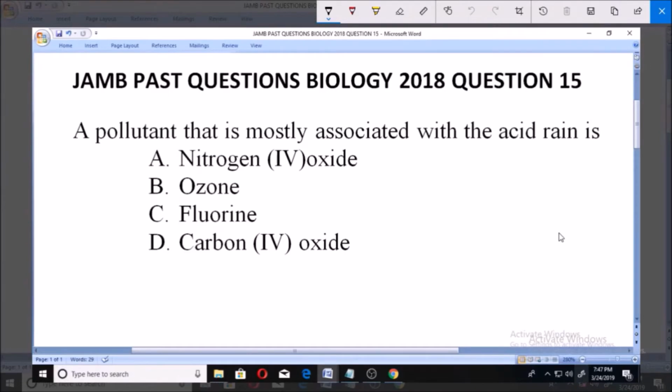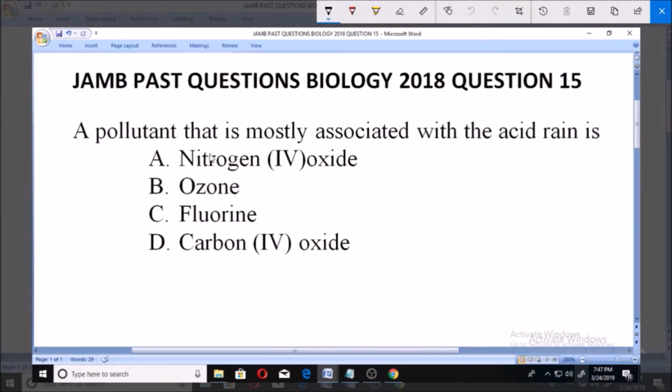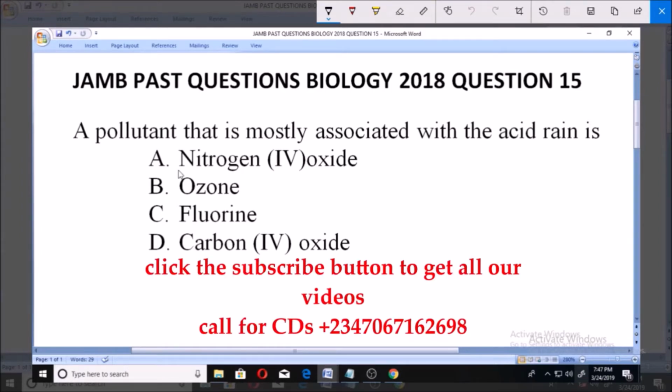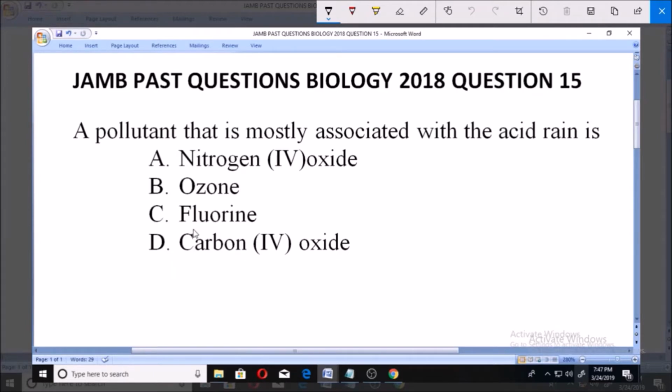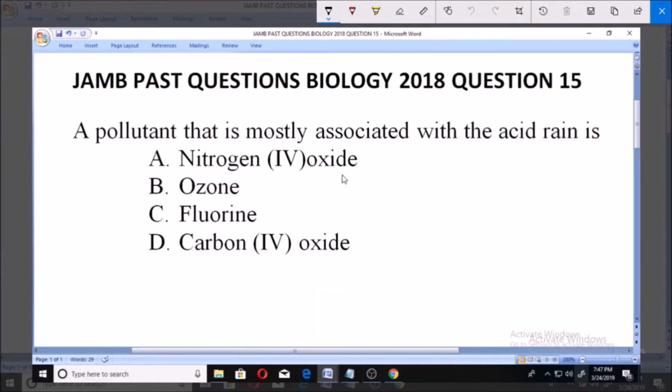Hello, welcome. Let's look at these JAMB past questions, Biology 2018. Question number 15. A pollutant that is mostly associated with acid rain is A. Nitrogen 4 oxide, B. Ozone, C. Fluorine, D. Carbon 4 oxide. Now, whenever you hear about acid rain, your mind should always go to nitrogen 4 oxide. Ozone, you're talking about the ozone layer that is being depleted while we are having more hot weather, where we have the ice caps going down because of the heat on the earth.